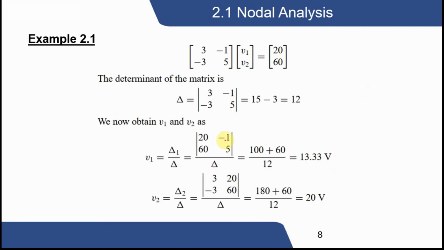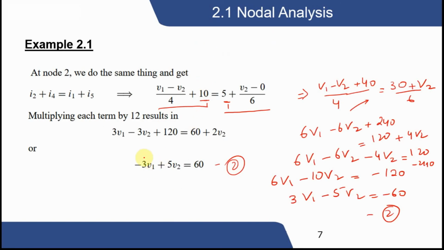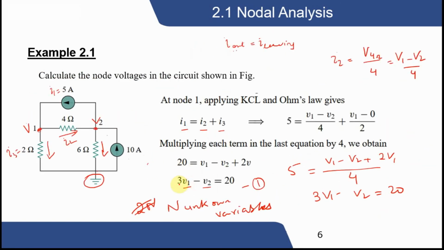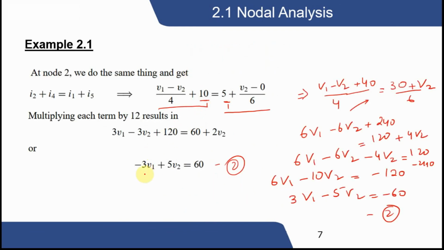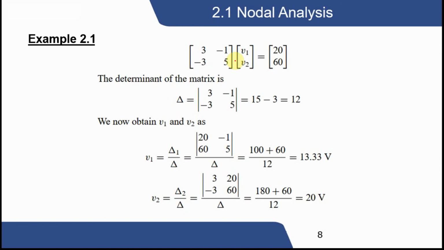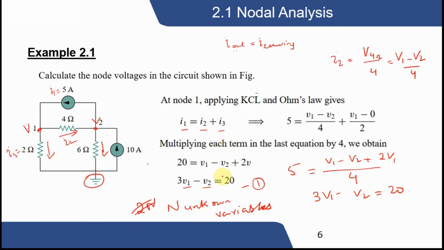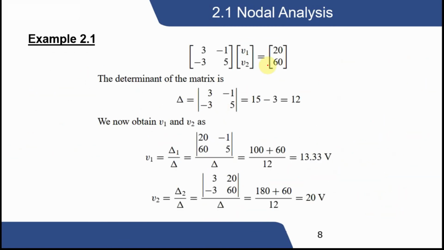Once we have two equations, we can solve them simultaneously using many techniques. You can use the substitution method, whatever technique you want. Here we are trying to use Cramer's rule. Cramer's rule says we first have a matrix of coefficients: 3, minus 1, and the second row minus 3, 5, and we have v1 and v2 equal to the right side constants, 20 and 60.